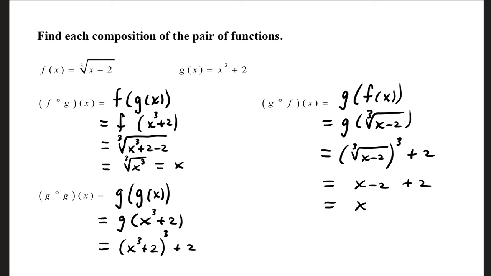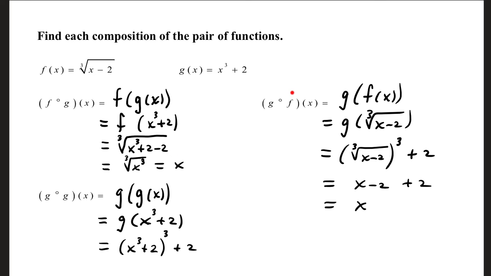These two functions, we have function f defined as the cube root of x minus 2. Function g is defined as x cubed plus 2. The first composition, f composed of g of x, we take g of x, which is x cubed plus 2, substitute it into f. And so if you look at function f, it's going to go right here where that little x is. So that's cube root of x cubed plus 2 minus 2. The 2's go to 0. Cube root of x cubed is x.